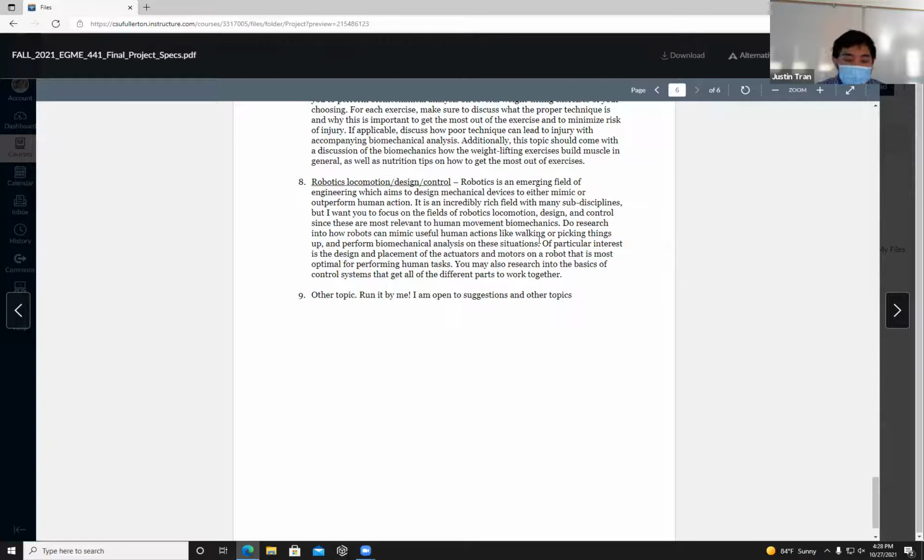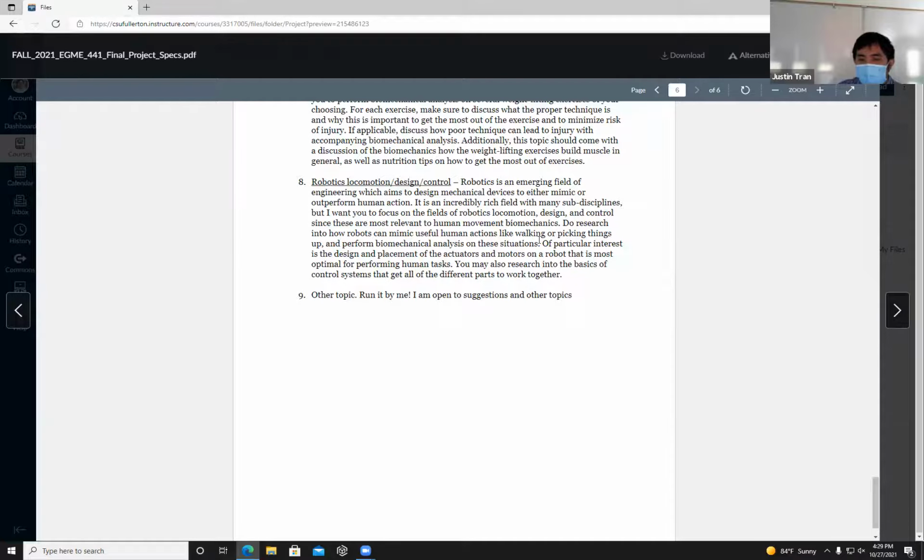And so for this, I want you to do your research into how robots can actually mimic human action. Okay. And in particular, I'm particularly interested in seeing how scientists design the actuators and the motors on these robots to mimic complex human motion. Okay. Because we've talked about how you have so many muscles in your body, and that's part of the reason why we can do all these really complex and fluid motions. But on a robot, when you put an actuator on there, you're very limited in terms of space of what you can actually put.